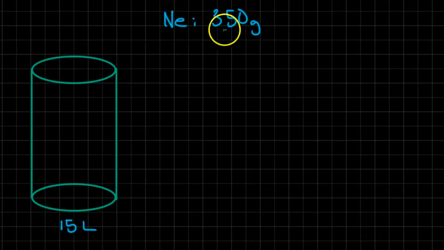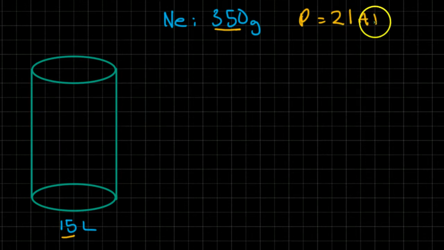We're going to talk about neon. 350 grams of neon in a 15-liter container. Let's ask a question. If the pressure inside this container of 350 grams of neon is, let's just say, equal to 21. Is that even possible? Yes, it is.